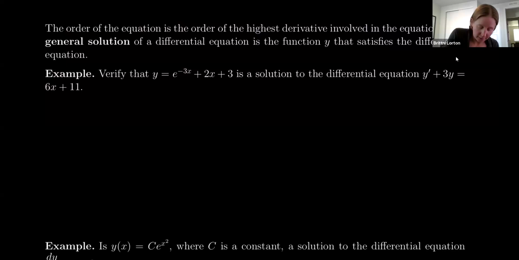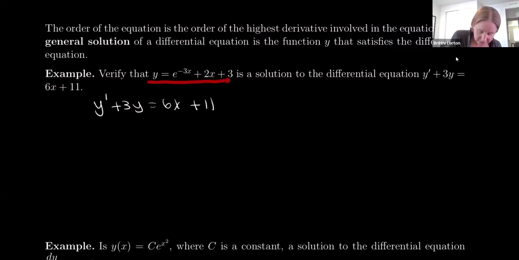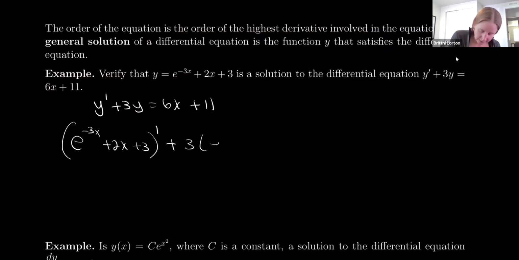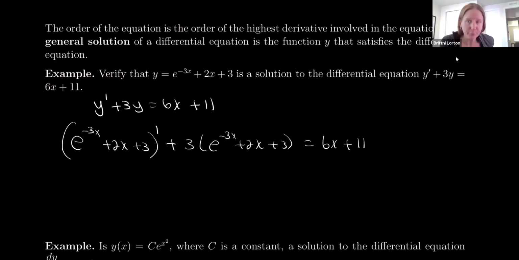So I'm going to plug it in, and I'm going to write out my differential equation so it's all on one line. I have y prime plus 3y equals 6x plus 11, and then I have that this is the solution, so I'm going to plug that in everywhere I see a y. Okay, so it's going to become e to the negative 3x plus 2x plus 3, prime, plus 3 times e to the negative 3x plus 2x plus 3 equals 6x plus 11. And then prime means take the derivative, so negative 3e to the negative 3x plus 2.